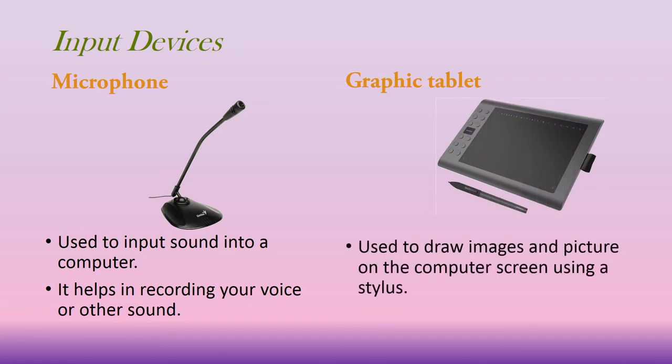Graphic tablets. We are using this one to draw images and pictures on the computer screen. To draw the pictures, we have to use a stylus. A stylus, as you can see in the picture, is like a small pen. And this is good for capturing the handwritten signatures of people.